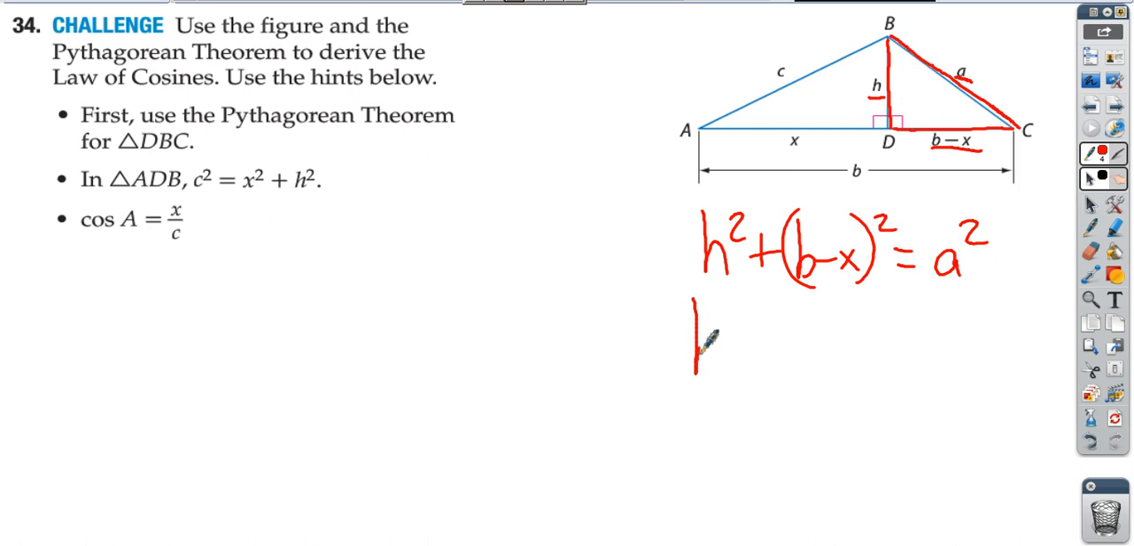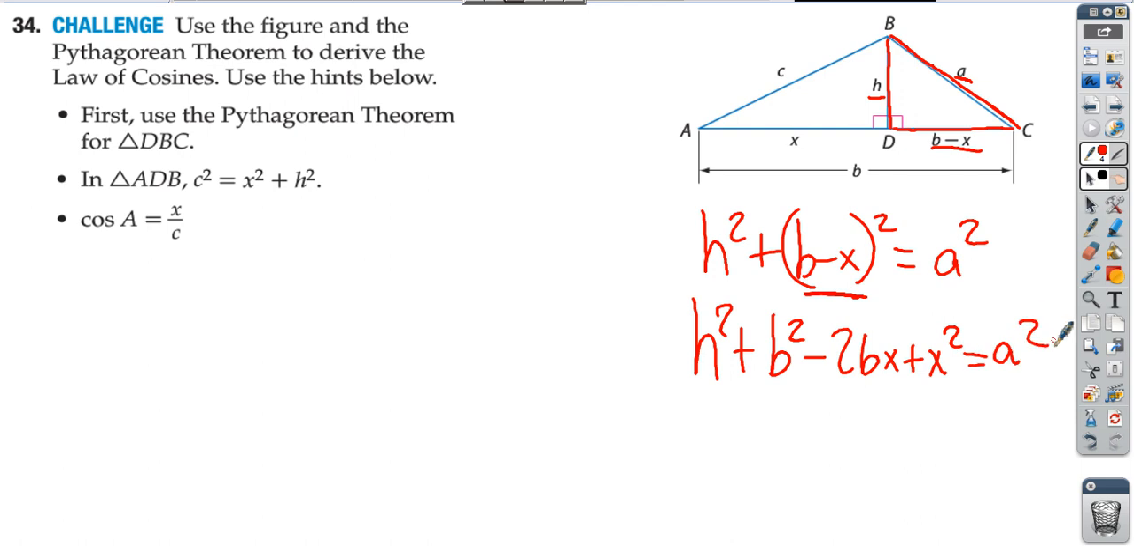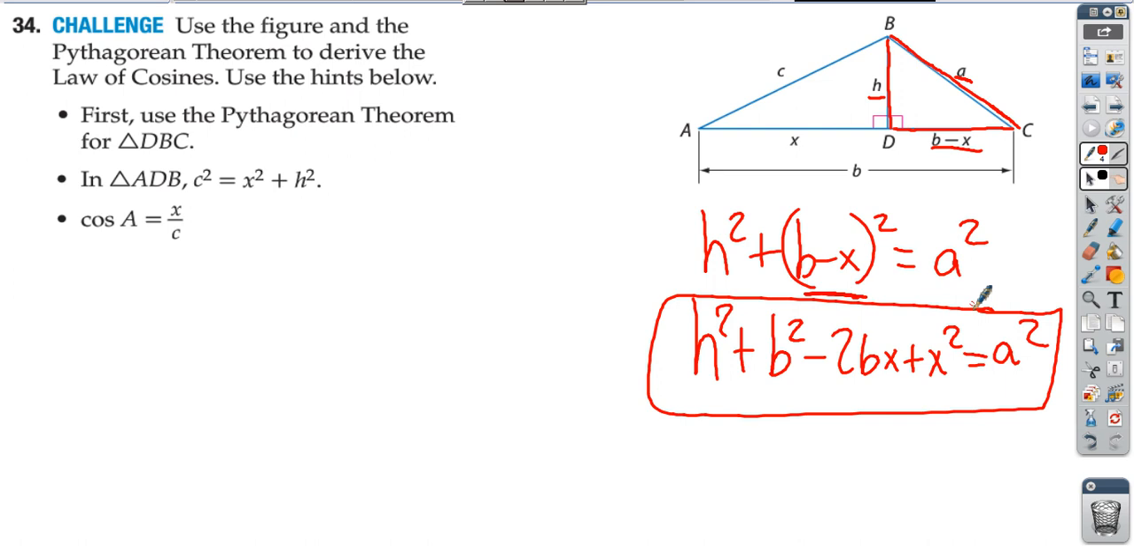Okay, let's simplify this now. So h squared plus, if we FOIL this out right here, we would get b squared minus bx minus another bx, so that's the same thing as minus 2bx, and then that last thing is going to be plus x squared, and that's equal to a squared. So let's box that off for a sec. We'll keep that in mind.